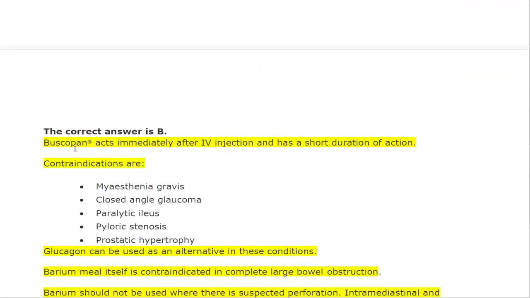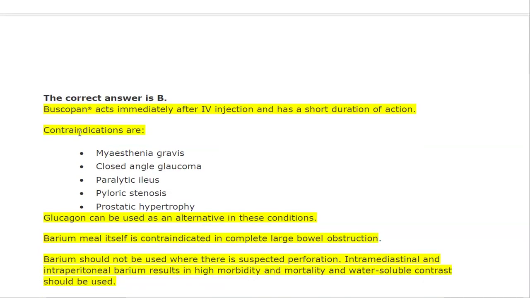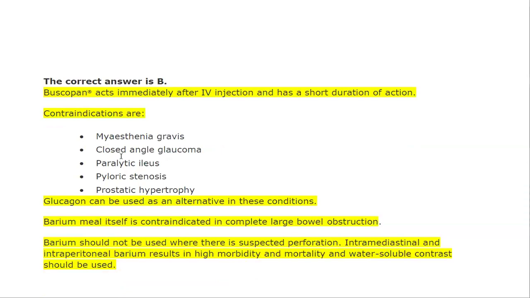And here you find the correct answer is B. Buscopan acts immediately after IV injection. That's why we give it immediately, and then we start. When we just inject the patient, we can start the procedure immediately, because the action is very quick and has a short duration of action. So it will relax the muscles, so you can do your examination well. Okay, what are the contraindications? Myasthenia gravis, closed angle glaucoma, paralytic ileus, pyloric stenosis, and prostatic hypertrophy.